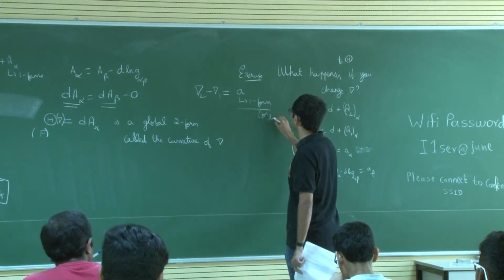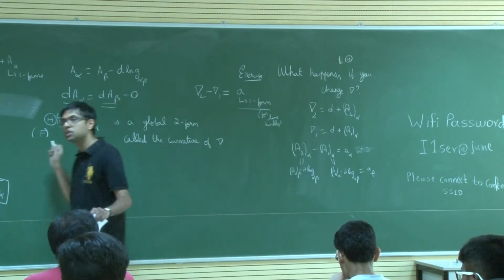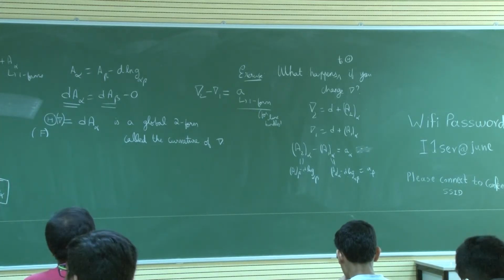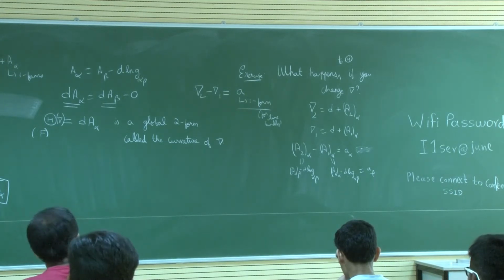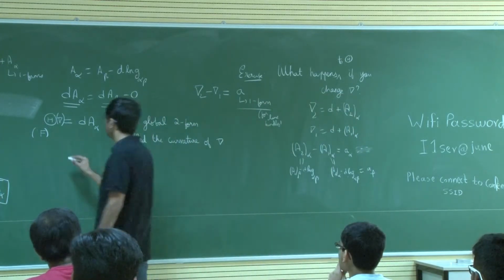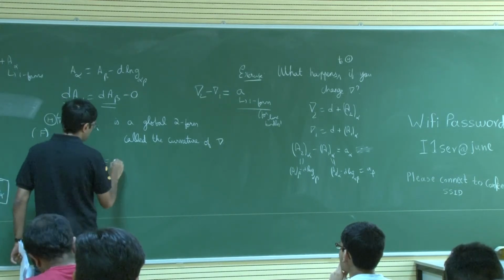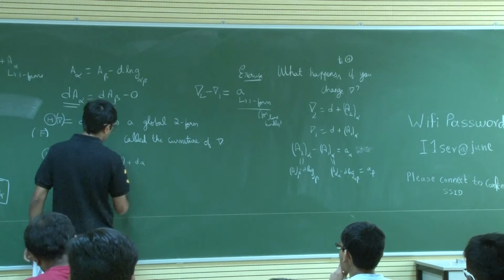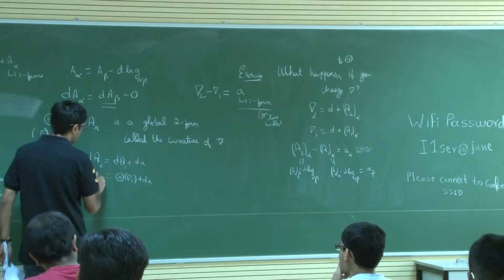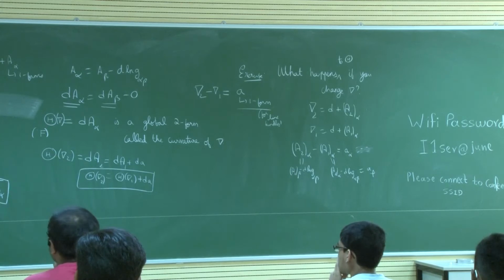For line bundles, you can get all possible connections by just choosing one single one and keep adding one forms to it. So what ramifications does this have on the curvature? Theta of nabla 2 is dA2, which is dA1 plus da. In other words, when you change your connection, the curvature changes by an exact form.